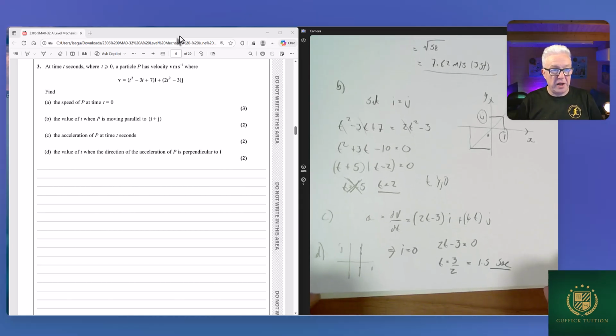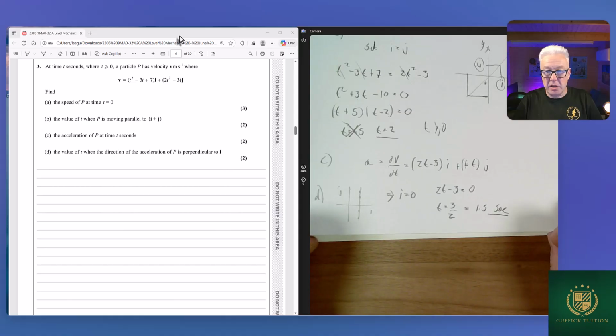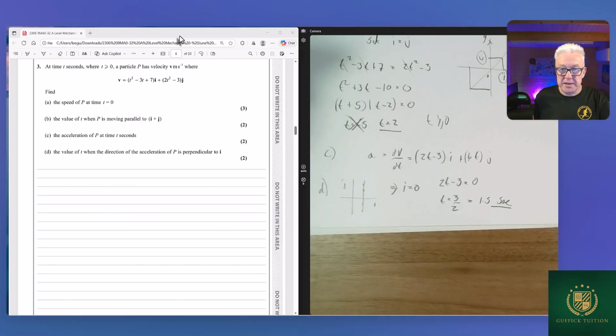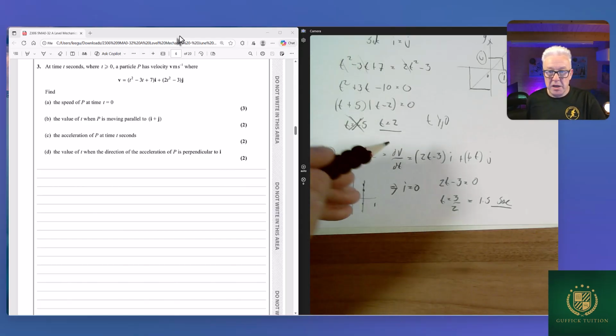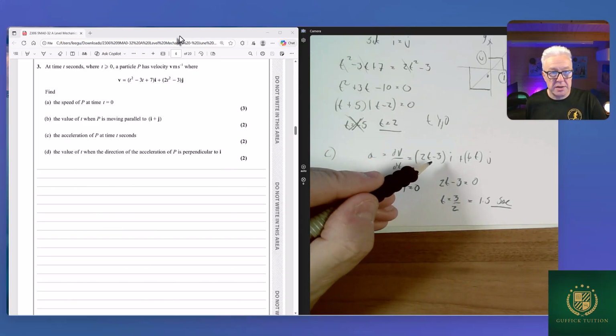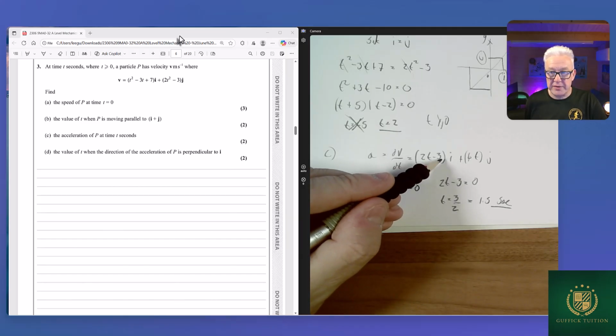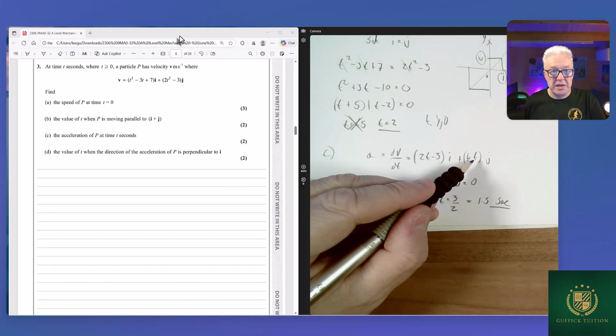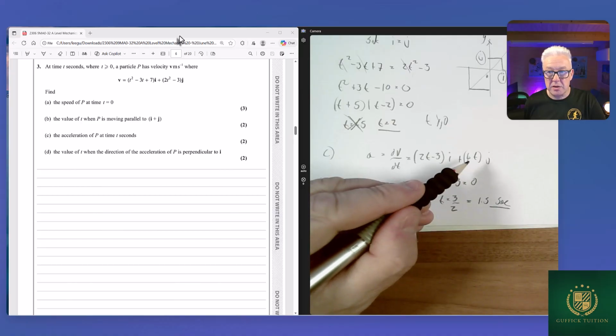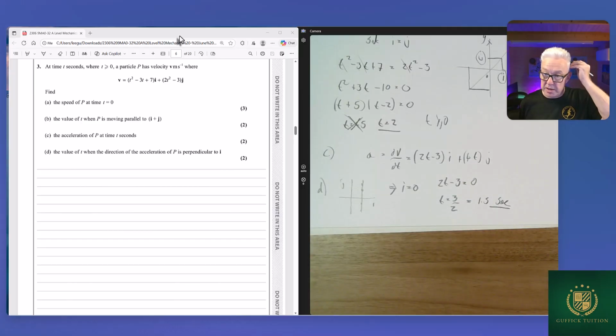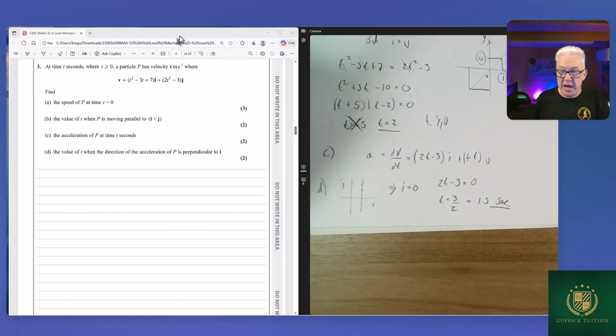Part C. Find the acceleration of p at time t seconds. So acceleration is equal to the derivative of the velocity. So we need to differentiate the velocity. When we differentiate our t squared, we get 2t. Minus 3t goes to minus 3. The 7 disappears. For the 2t squared minus 3, 2t squared goes to 4t, and the 3 disappears. So that is our answer. a is equal to (2t minus 3)i plus 4tj.